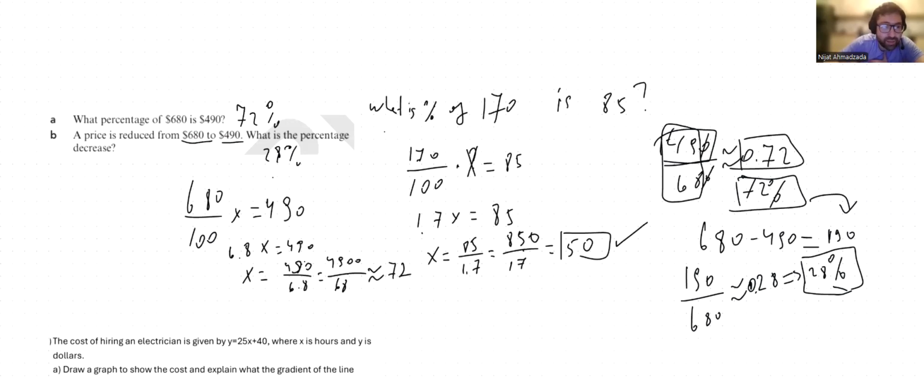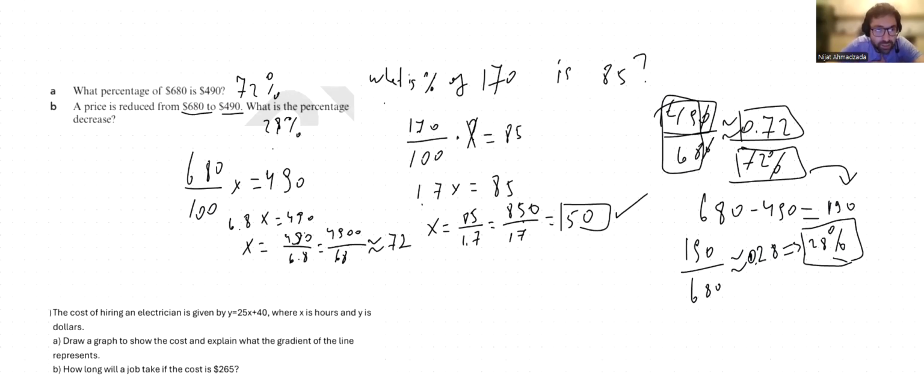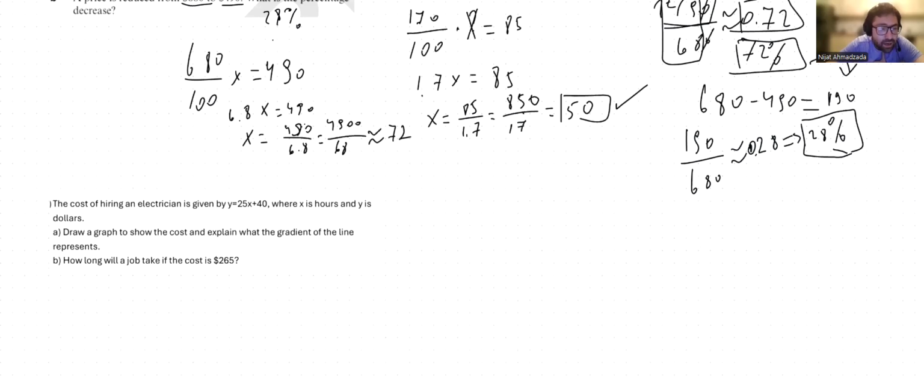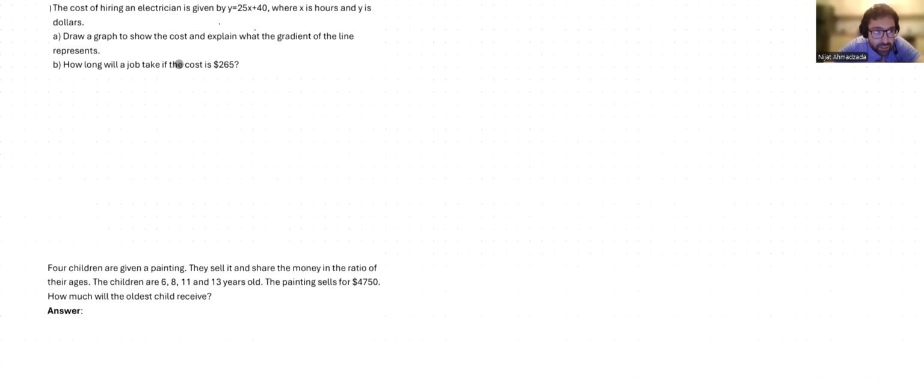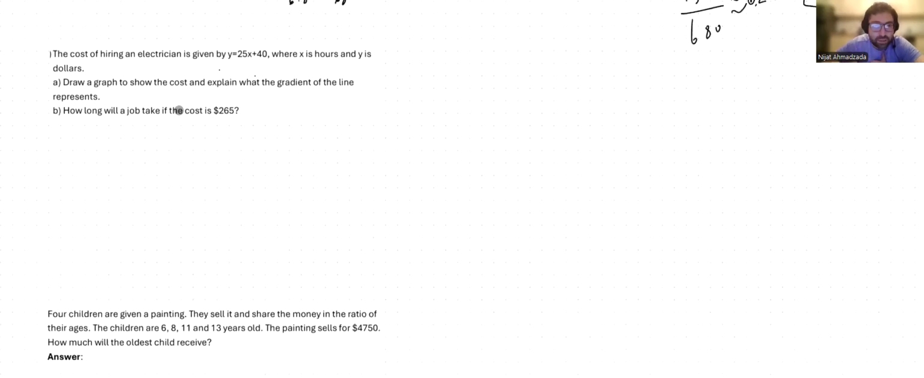28%. So next question. The next question says that the cost of hiring an electrician is, let me just go a second. Okay, I couldn't do anything. Anyway, the cost of hiring an electrician is given by y equals 25x plus 40, where x is hours and y is dollars.